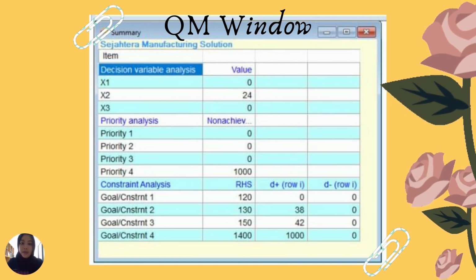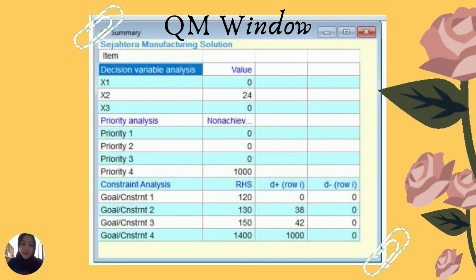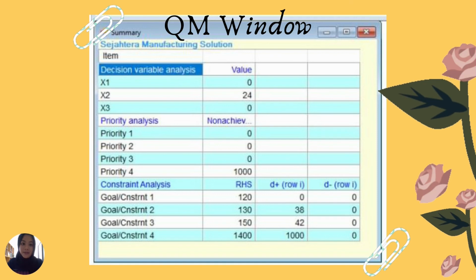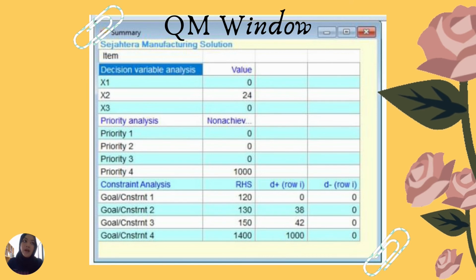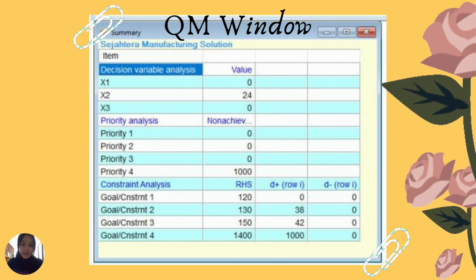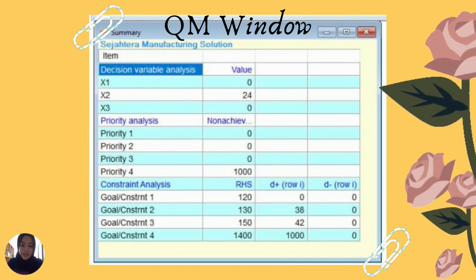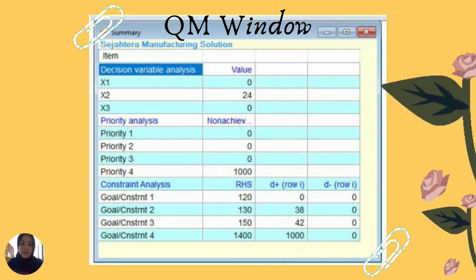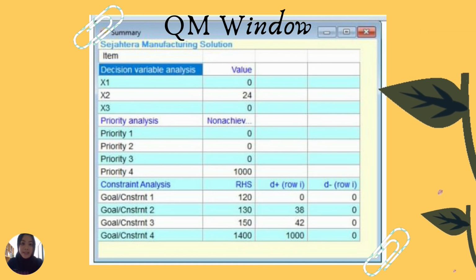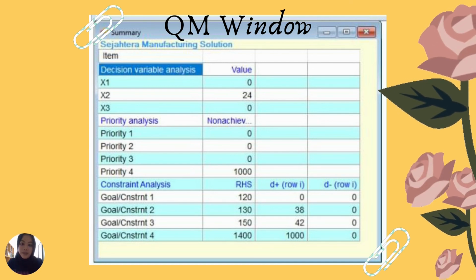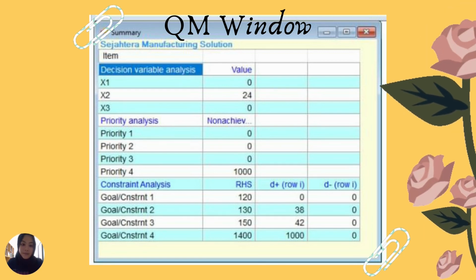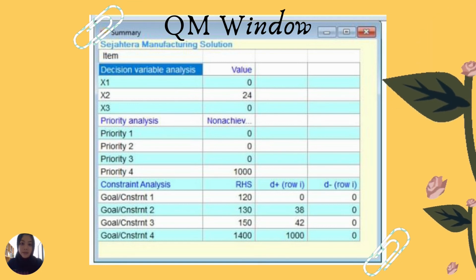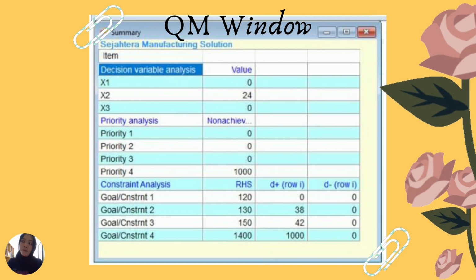For constraints 2, 3, and 4, the negative deviation variables are 0. But for the positive deviation variables, constraint 2 has 38 units, which means it has been overachieved by 38 units. The same goes for constraint 3, where the positive deviation value is 42, so it has been overachieved by 42 units. And the same for constraint 4, where the positive deviation value is 1000, so it has been overachieved by 1000 units.